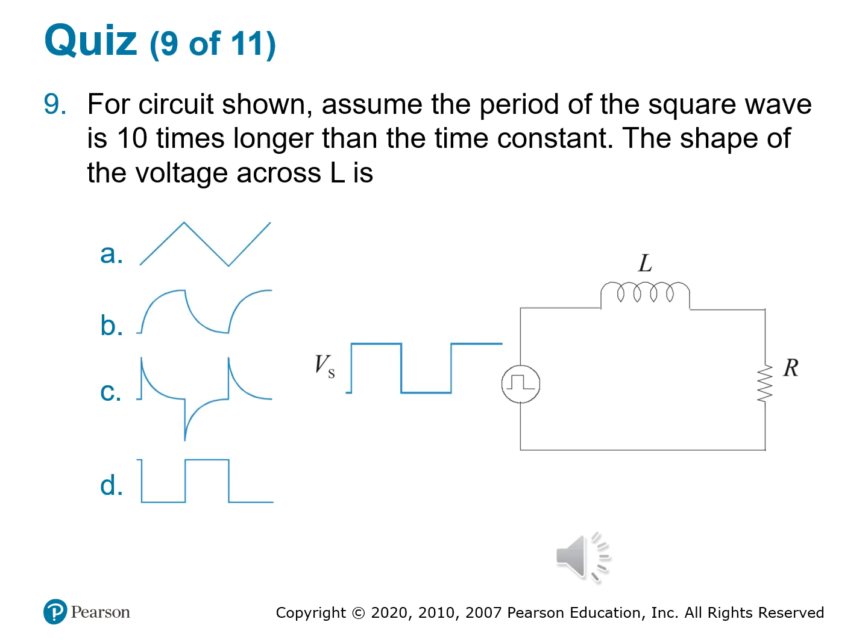Question number 9 for the quiz. For the circuit shown, assume the period of the square wave is 10 times longer than the time constant. The shape of the voltage across L is A, the triangle wave, B, the exponential rise and fall, C, that sharp rise and exponential fall, and then flipped inverse into the negative direction and exponential rise, or D, that square wave pulse. Go ahead and pause now. All right, if you're back, the correct answer is C.